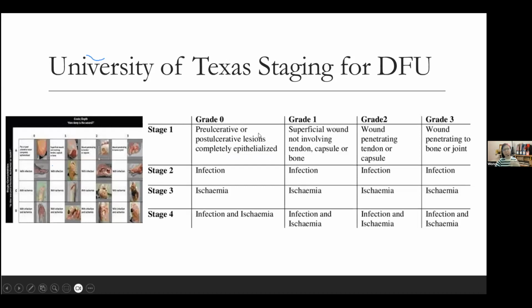When we use the staging, we have to use both grade and stage: grade 0 stage 1, grade 1 stage 1. If for example the grade 1 patient has infection, the wound is considered grade 1 stage 2. If the wound is grade 1 but with ischemia, then it's grade 1 stage 3. If the wound is grade 1 but with both infection and ischemia, then it's grade 1 stage 4. So the categorization is done this way.